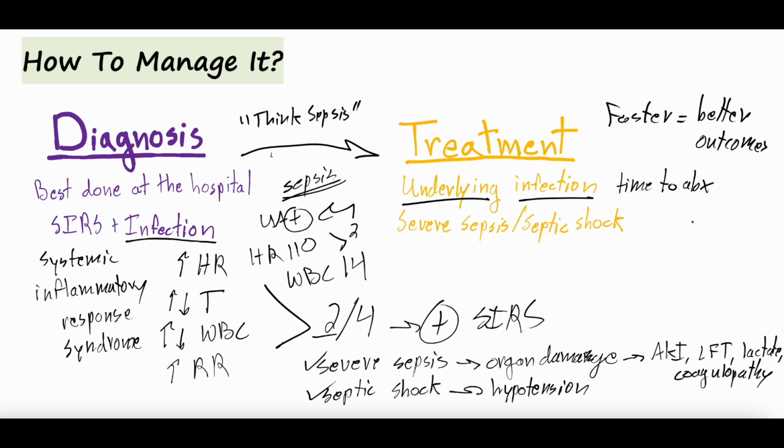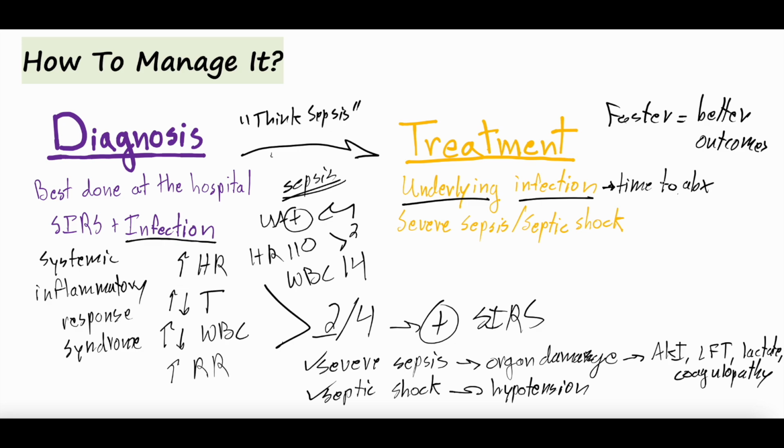Antibiotics don't work for viruses, they don't work for fungi, they don't work for parasites. So if you have influenza, if you have the flu, antibiotics will do nothing but harm you. But if you have a bacterial infection causing sepsis, it is really important that we treat the underlying cause as quickly as we can, because time to antibiotics is important. The sooner we start treating that infection, the better that patient is potentially going to do.